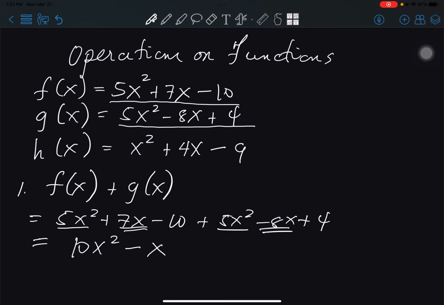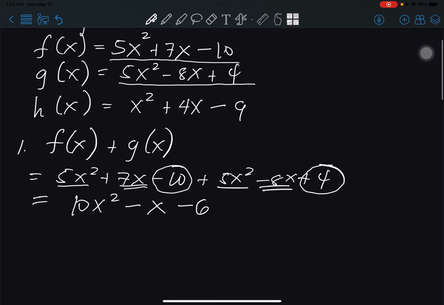Then we have here minus 10 plus 4. So adding our two constants here, it will give you minus 6. This is now the answer. So we have 10x squared minus x minus 6 is the sum of f of x and g of x. How about, let's say, we are going to add g of x and h of x.